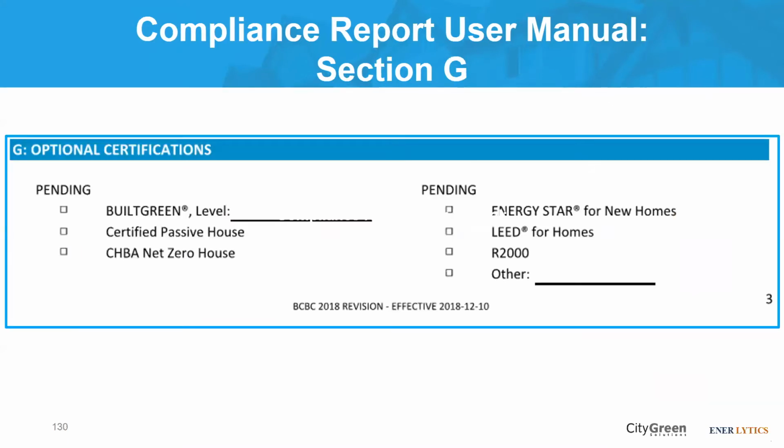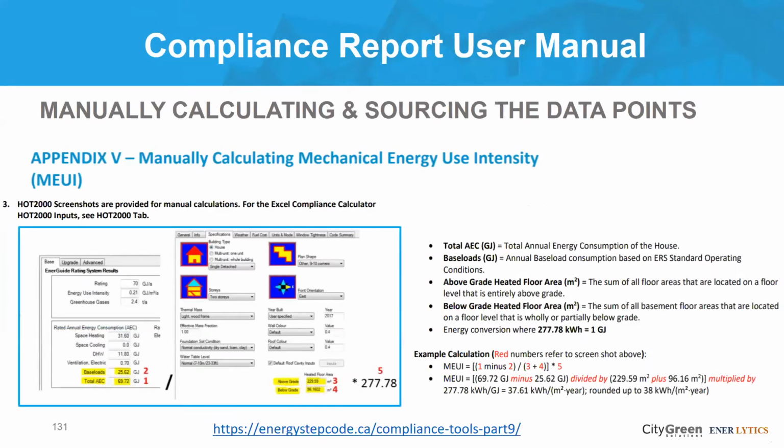Section G of the BC Energy Compliance Report allows the energy advisor to identify if the builder they're working with is planning on building to a certain energy labeling program, be it Built Green, Passive House, the CHBA Net Zero program, or other program. Also included in the BC Energy Compliance Report User Manual is all kinds of details on how to manually calculate the metrics and where within HOT2000 you can identify the data that you need to put within the BC Energy Compliance Report.